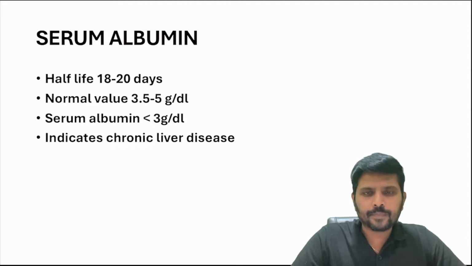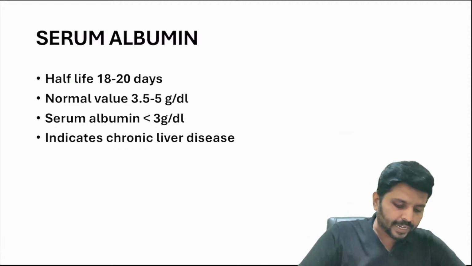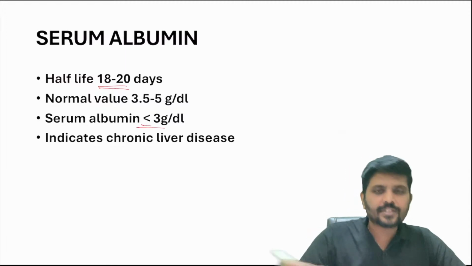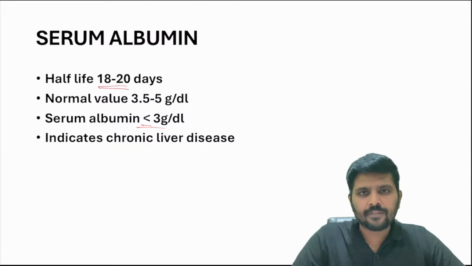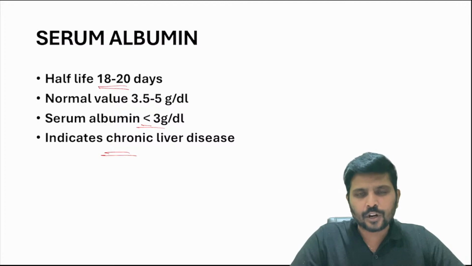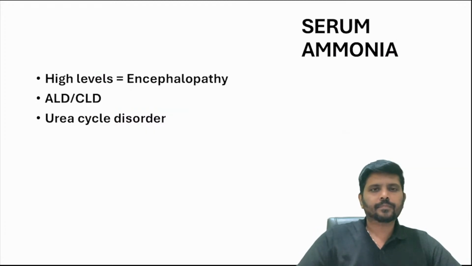Serum albumin. The half-life is usually 20 days. And the normal value is 3.5 to 5 grams per deciliter. If it is less than 3 grams per deciliter, the liver has been damaged in the past 20 days. So what does it indicate? It indicates chronic liver disease.